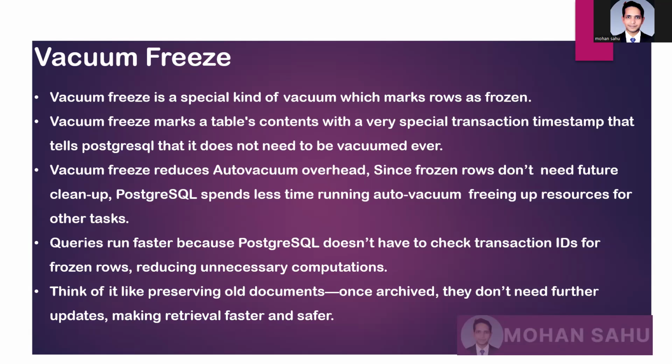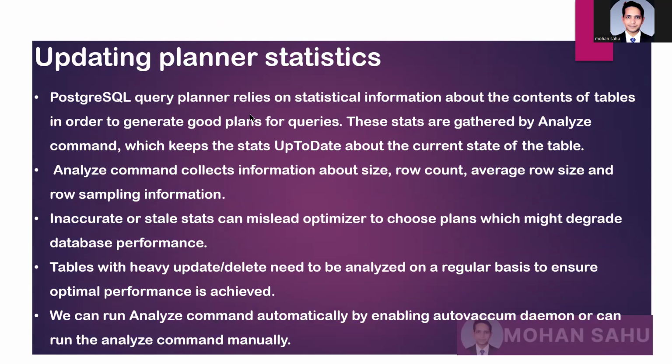100 million rows. So queries run faster because PostgreSQL does not have to check transaction IDs for frozen rows, reducing unnecessary computations. Think of it like preserving old documents. Once archived, they don't need further updates, making retrieval faster and safer. So that's what I have explained just now. After that, we will see about updating planner statistics.